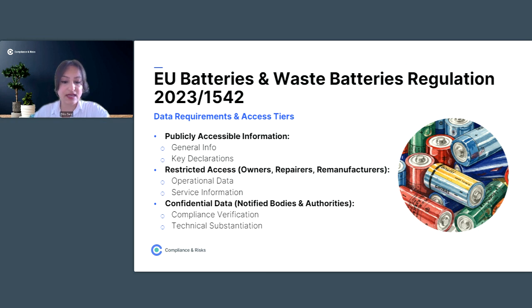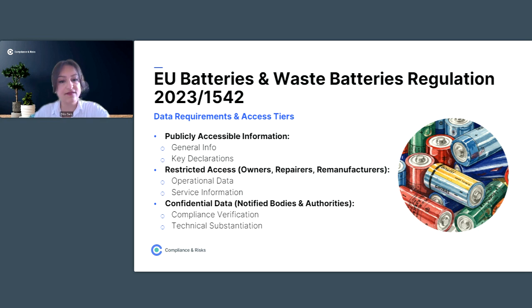Second, the restricted tier for business users. The battery's owner or an independent operator like a repair shop or a second life company can access a deeper layer of technical data. This is where they find the critical state of health parameters, which are essential for assessing a used battery's residual value. They also get access to detailed dismantling information, such as exploded diagrams and step-by-step disassembly instructions, which are vital for enabling safe repair and remanufacturing.